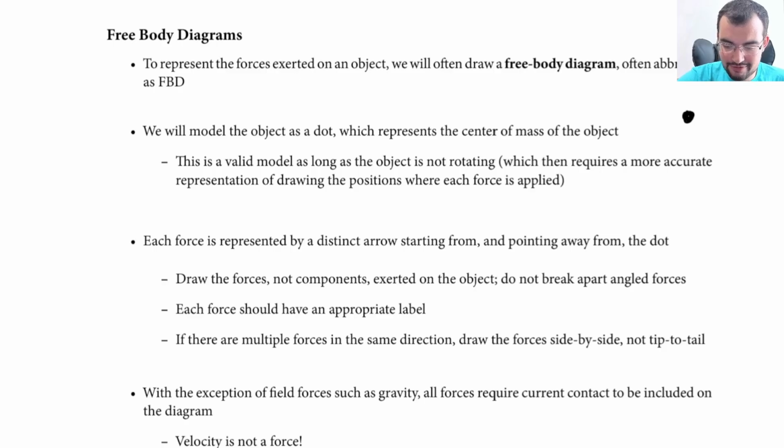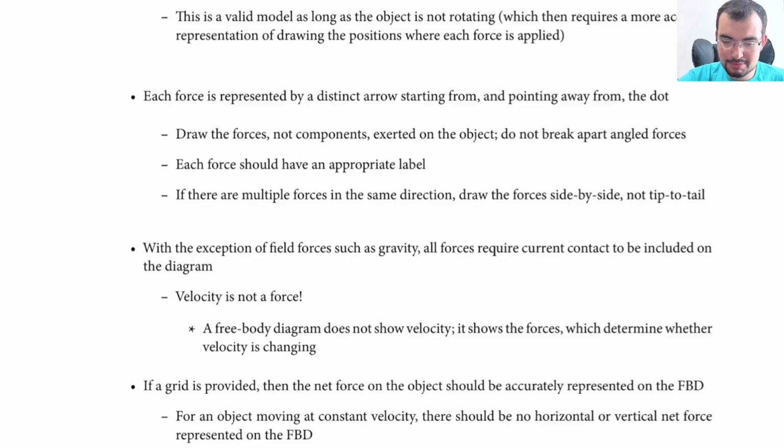So our rules for FBDs are that every force must be represented by an arrow that starts from the dot and points away from the dot. So we don't do tip to tail if there's multiple forces. We are just showing all forces that start from the dot and point away. So, for example, every single object on Earth ever will experience a downward force towards Earth's surface, mg, or Fg. Sorry, we should use the actual labels.